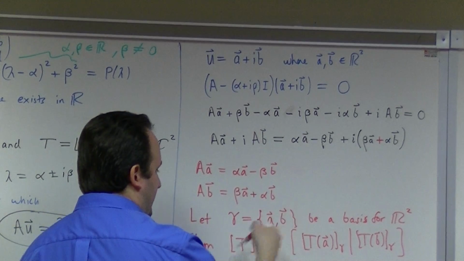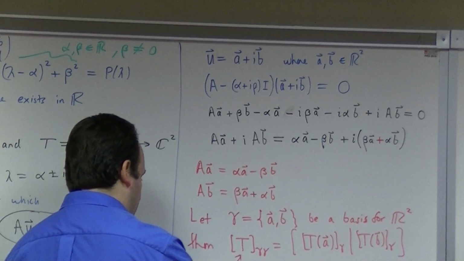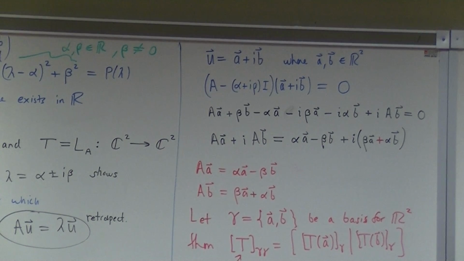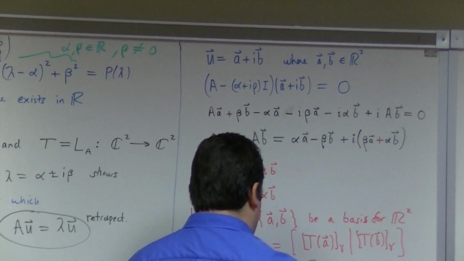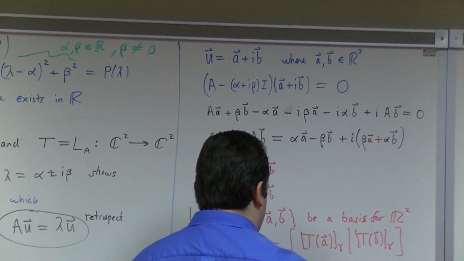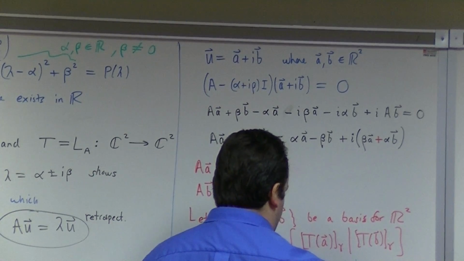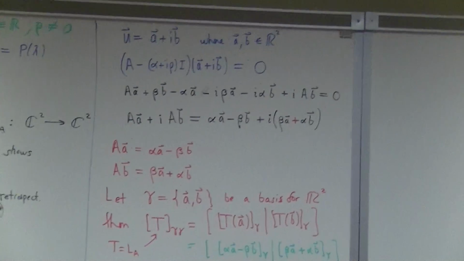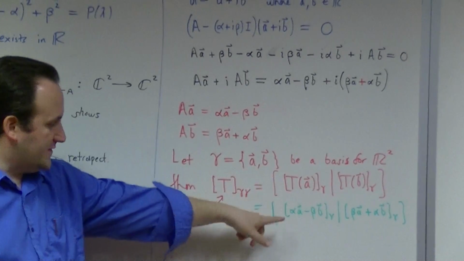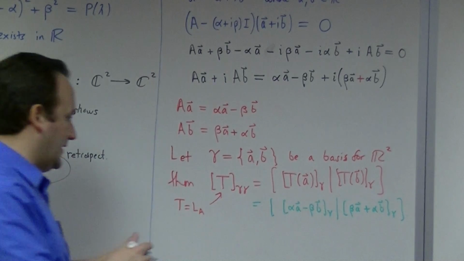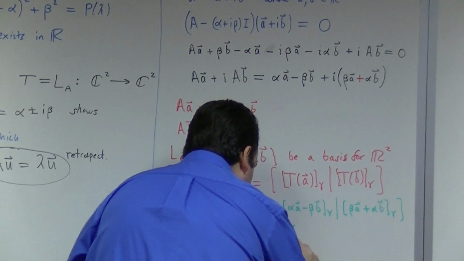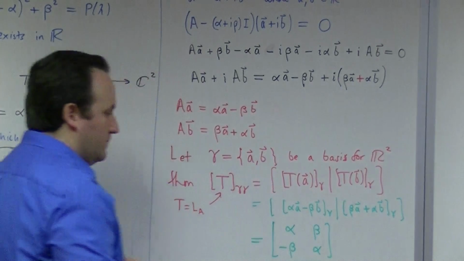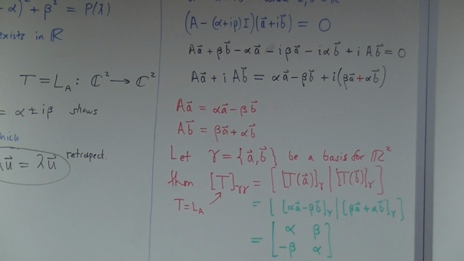Remember that T here is just equal to L of A, okay? So what's T of A? This is alpha A minus beta B with respect to gamma, and then beta A plus alpha B, the coordinate vector with respect to gamma. But if gamma is the basis A comma B, what's this? Alpha, minus beta. Right? And the next one is beta, alpha. So basically I've proved a little theorem.